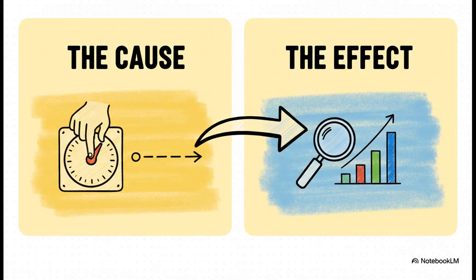So here's a super simple way to keep them straight. When you're looking at your data, just ask yourself a couple of quick questions. For the cause, ask, is this the thing I'm changing or controlling, or does this happen first? And for the effect, ask, is this the outcome I'm trying to measure? It's a little mental checklist.